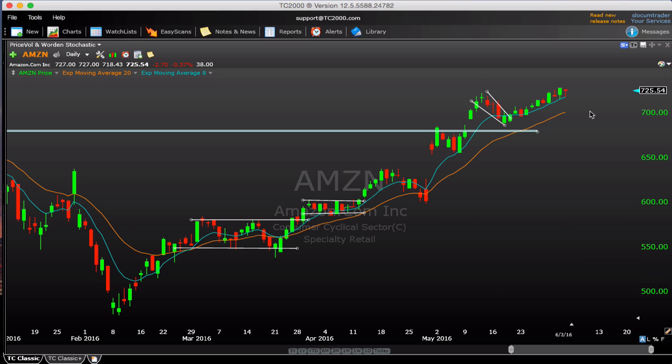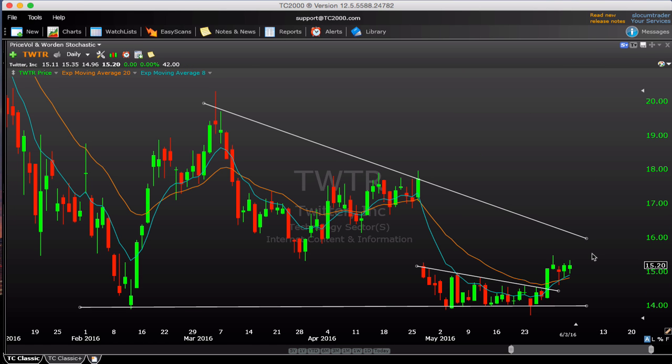Now, Amazon, a little bit of a standalone. This is just heading higher, marching higher. It's down a little bit on Friday, but still trading at all-time highs. Amazon looks really good. So keep that in mind. Twitter also, keep this one on your radar. This one's looking pretty constructive recently, especially since this nice breakout bar on Friday.